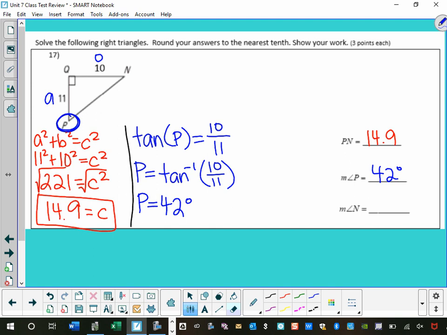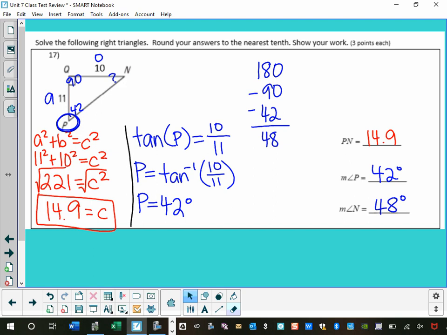Alright, so we know that angle Q is 90. Angle P we just said was 42. How can we figure out angle N? 45. Nope, don't just guess. Oh, subtract from 180. Right, so we're going to subtract both of those angles from 180. And what are you left with? 48. So instead of doing trig again to find angle N, we're just subtracting. You do not have to do trig twice to find two angles. Just subtract to find that last one.